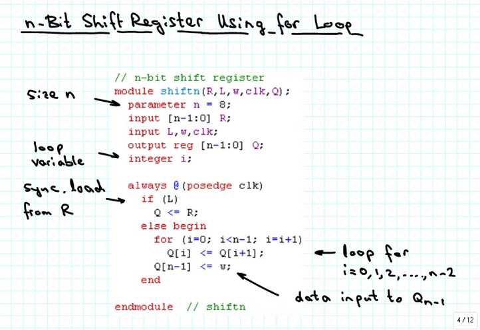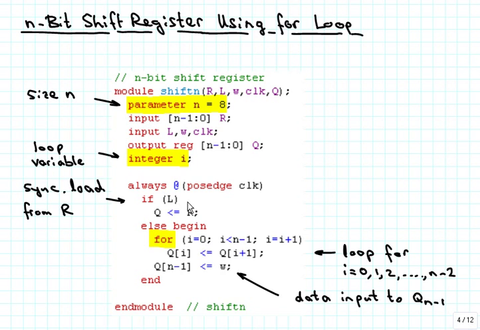We would like to parameterize this, and so we put in a parameter n equal to 8 statement in here that can be changed to any other value that we need. And now our input R and the output Q are both growing with the size of this parameter n. L, W, and clock have the same functions as before. And to implement this whole thing, we use a for loop down here. And in order to control this for loop, we need a loop variable. So that's this integer i here, that's the loop variable.